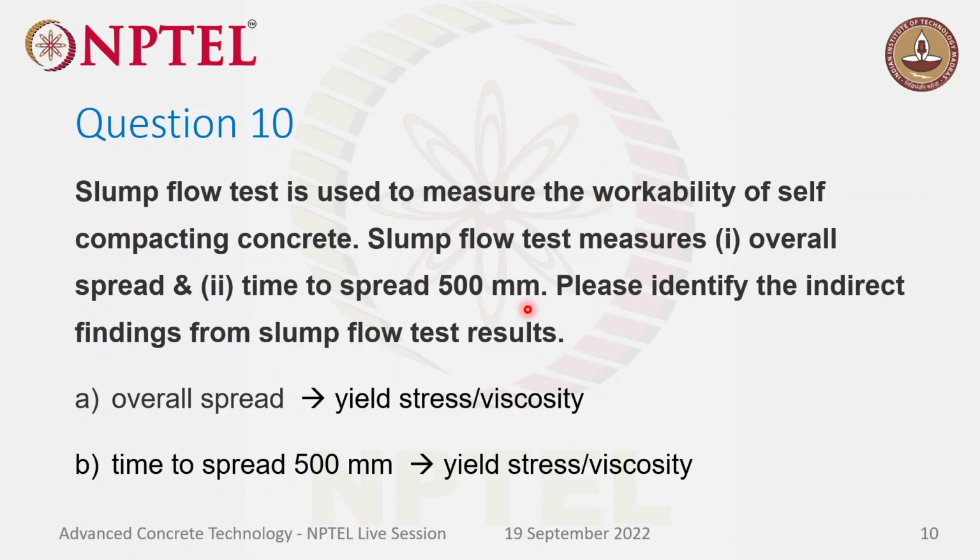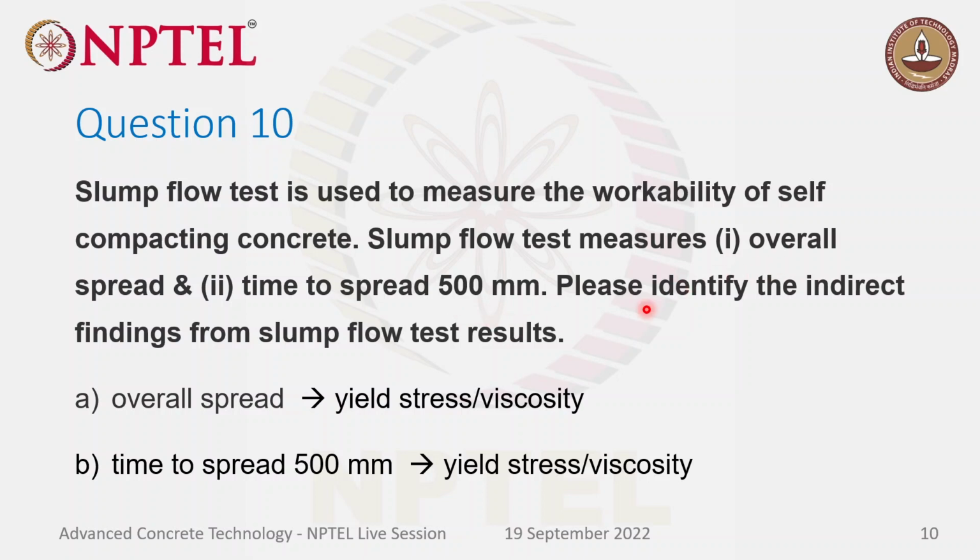There will be a very flat board or a flat surface. Over that we'll mark it with a chalk piece, or there will be marking on the board itself up to 500 mm. So we'll start the timer once we lift the slump cone, and then we'll measure how much time it requires to reach the 500 mm.